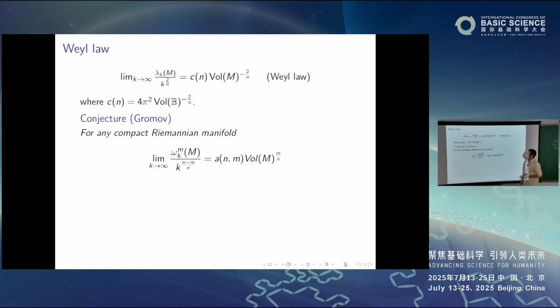And that led Gromov to conjecture that this nonlinear width should also satisfy the Weyl law. So for the eigenvalues of the Laplacian, we know that asymptotically, they don't depend on any features of the geometry except for the volume. And Gromov conjectured that the same will be true for this nonlinear spectrum.